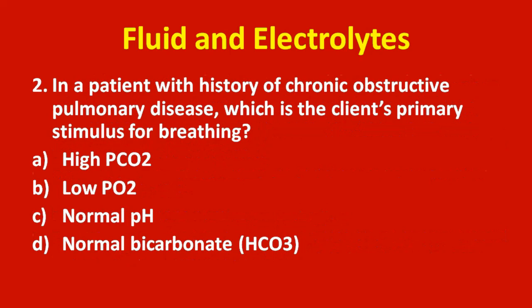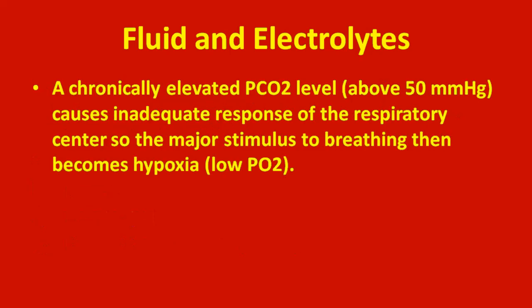2. In a patient with history of chronic obstructive pulmonary disease, which is the client's primary stimulus for breathing? A. High PCO2. B. Low PO2. C. Normal pH. D. Normal bicarbonate HCO3. Answer is option B. Low PO2. A chronically elevated PCO2 level, above 50 mm of mercury, causes inadequate response of the respiratory center, so the major stimulus to breathing then becomes hypoxia, low PO2.